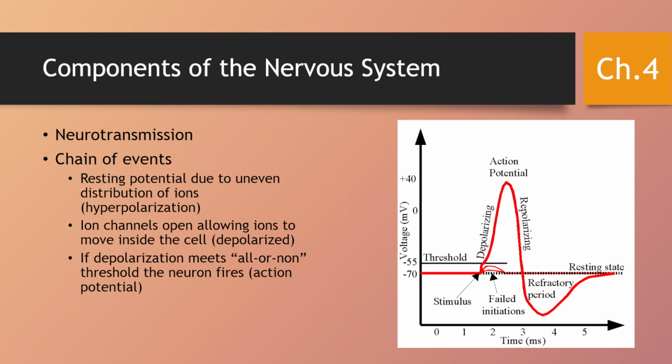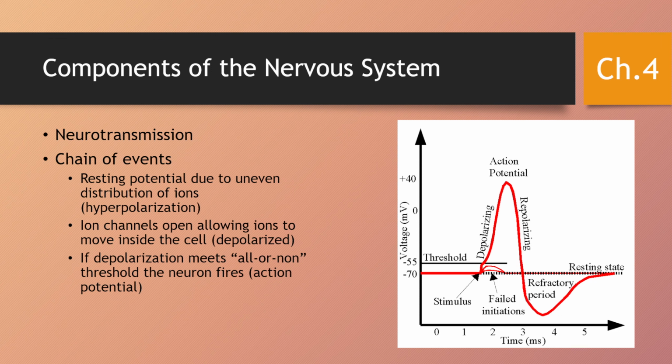We don't need to get too much into those details right now, but just know that this resting state is called hyperpolarization. Then these ion channels open up, and we'll see some demonstrations later on of how this happens. Those ion channels open up and allow ions to move in and change the voltage within the cell. This is called depolarization, and you can see on the graph that line starting to go up towards the higher peak.